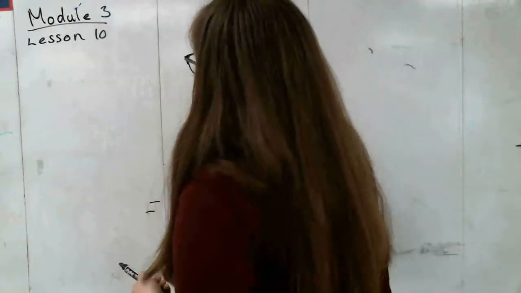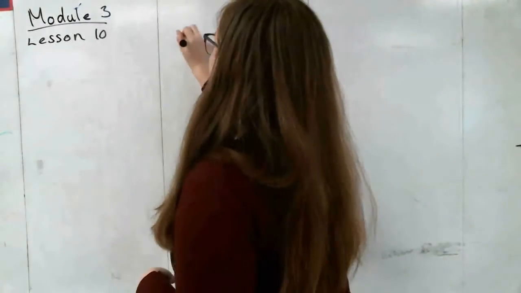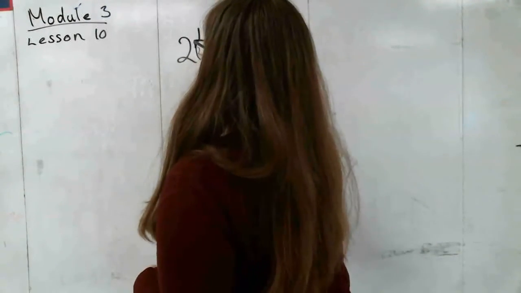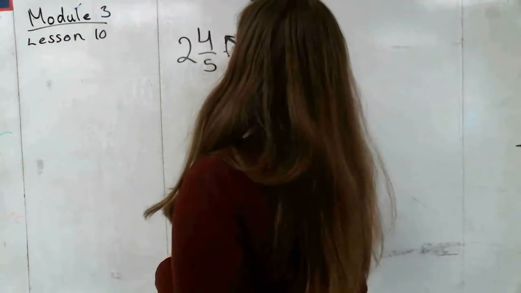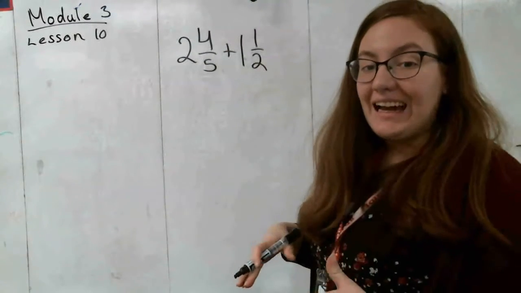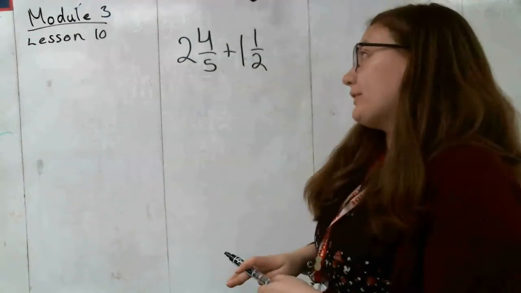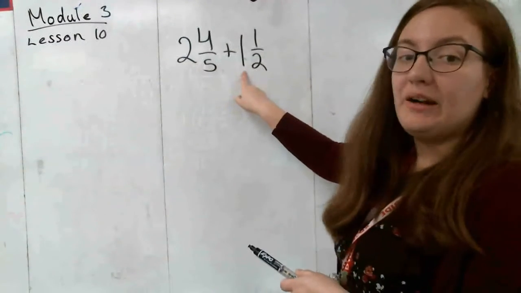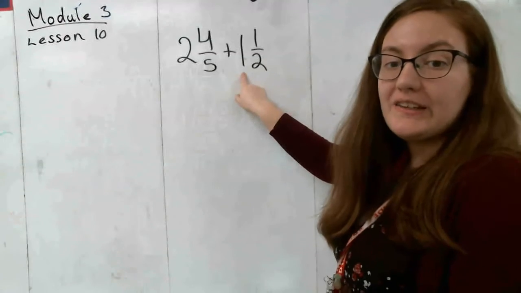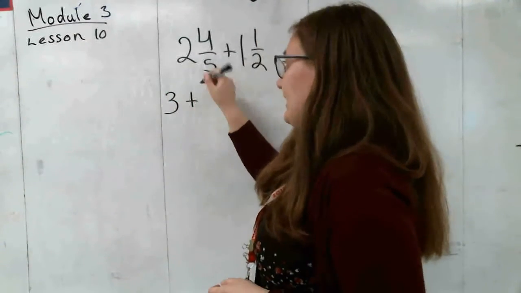And for this one, we have 2 4/5 plus 1 1/2. So for this one, again, remember we're adding the whole numbers first. So I have to find my whole numbers. So I have 2 and 1. I'm going to think, what is 2 plus 1? That is 3.